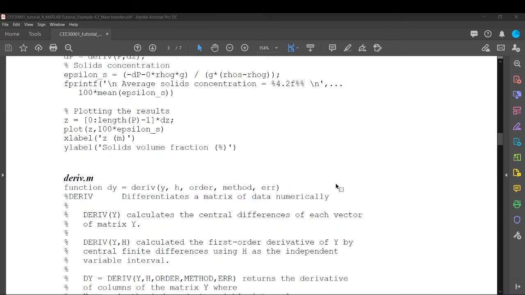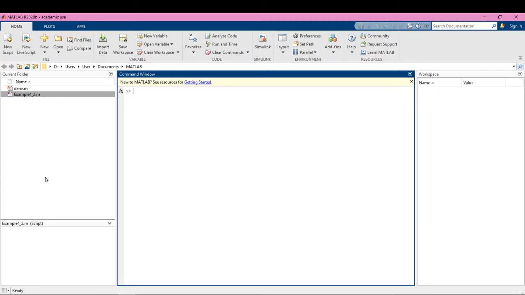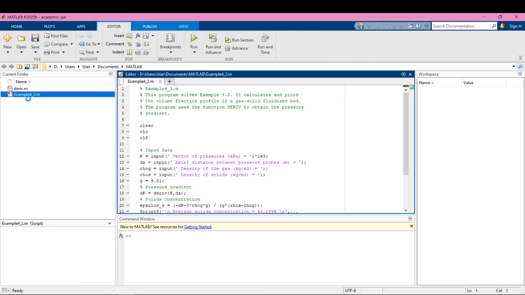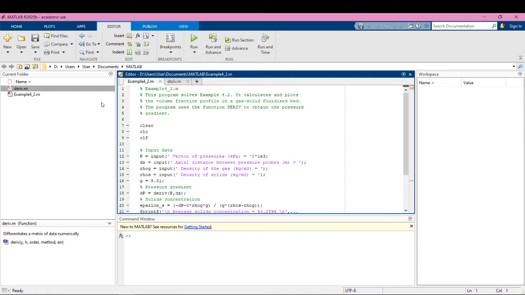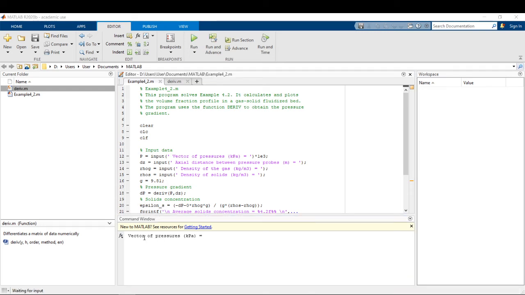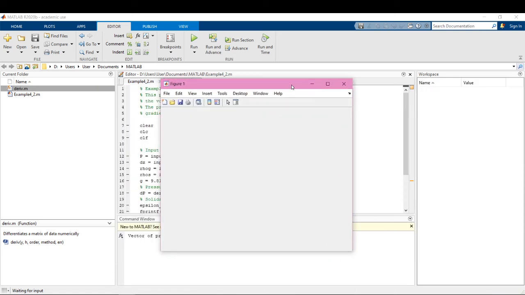Okay, so we will input it to MATLAB. After you download your M file, please save it to your documents, into your MATLAB folder in your documents over here. So we'll click on this. Right. So we click back to here and we will click Run. And we will be asked to input the data, which is the vector of the pressure. Let's have a look, what is the vector of the pressure again?